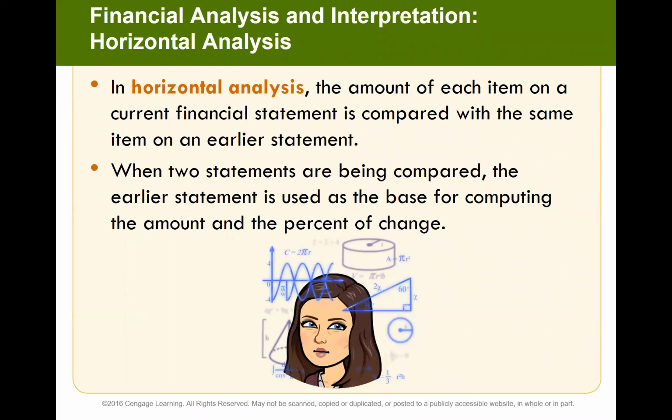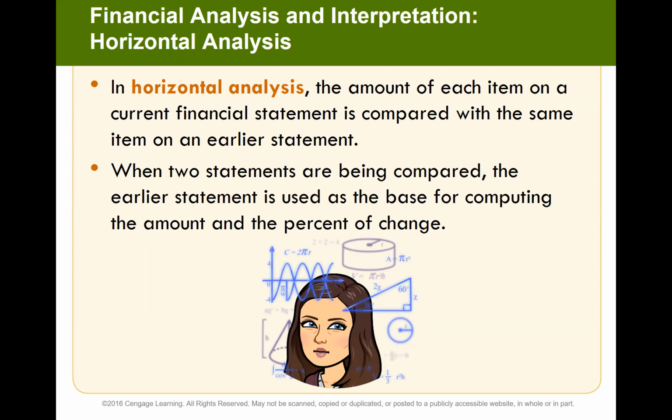The last thing we're really going to cover is a type of financial analysis, which is called horizontal analysis. So this is really important. This is a very important analysis to do, and every accountant does this when they're reviewing the books. So in horizontal analysis, the amount of each item on a current financial statement is compared with the same item on an earlier statement. So when two statements are being compared, the earlier statement is used as the base for computing the amount and the percent of change.